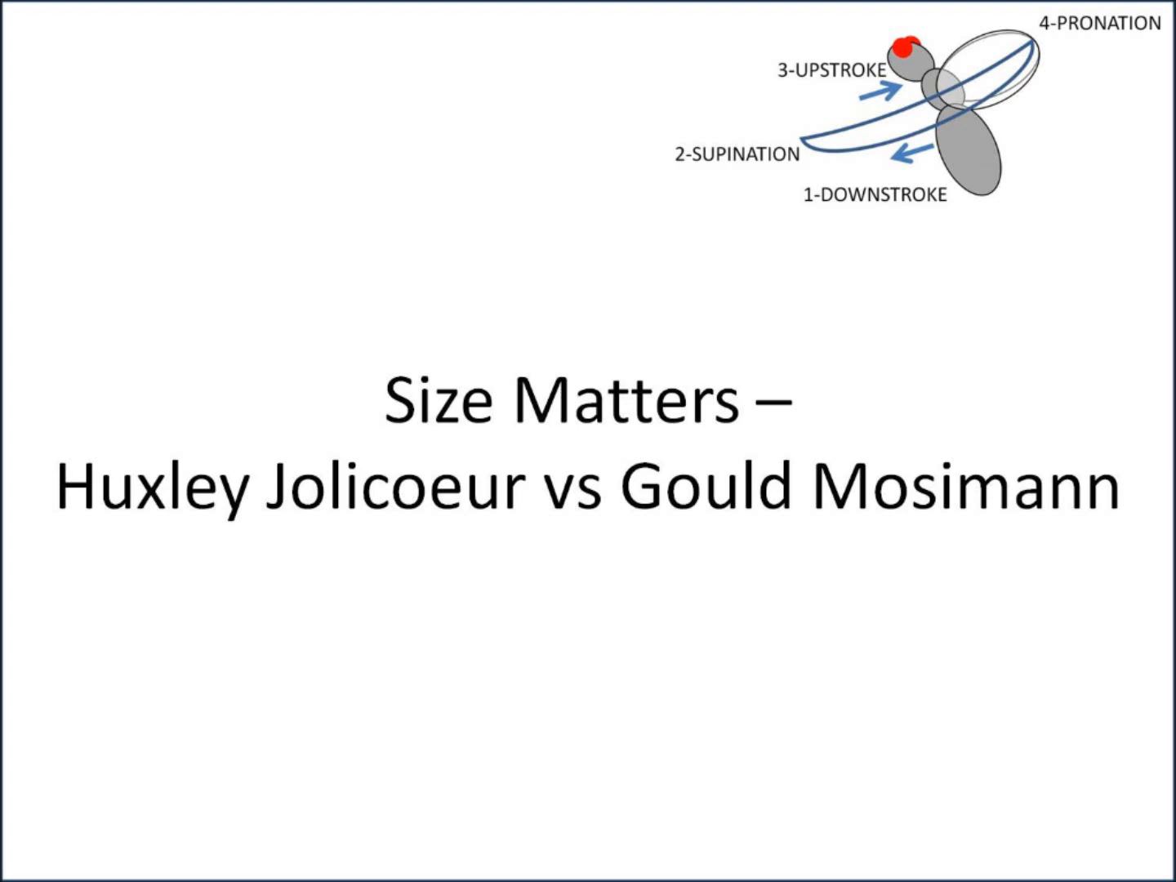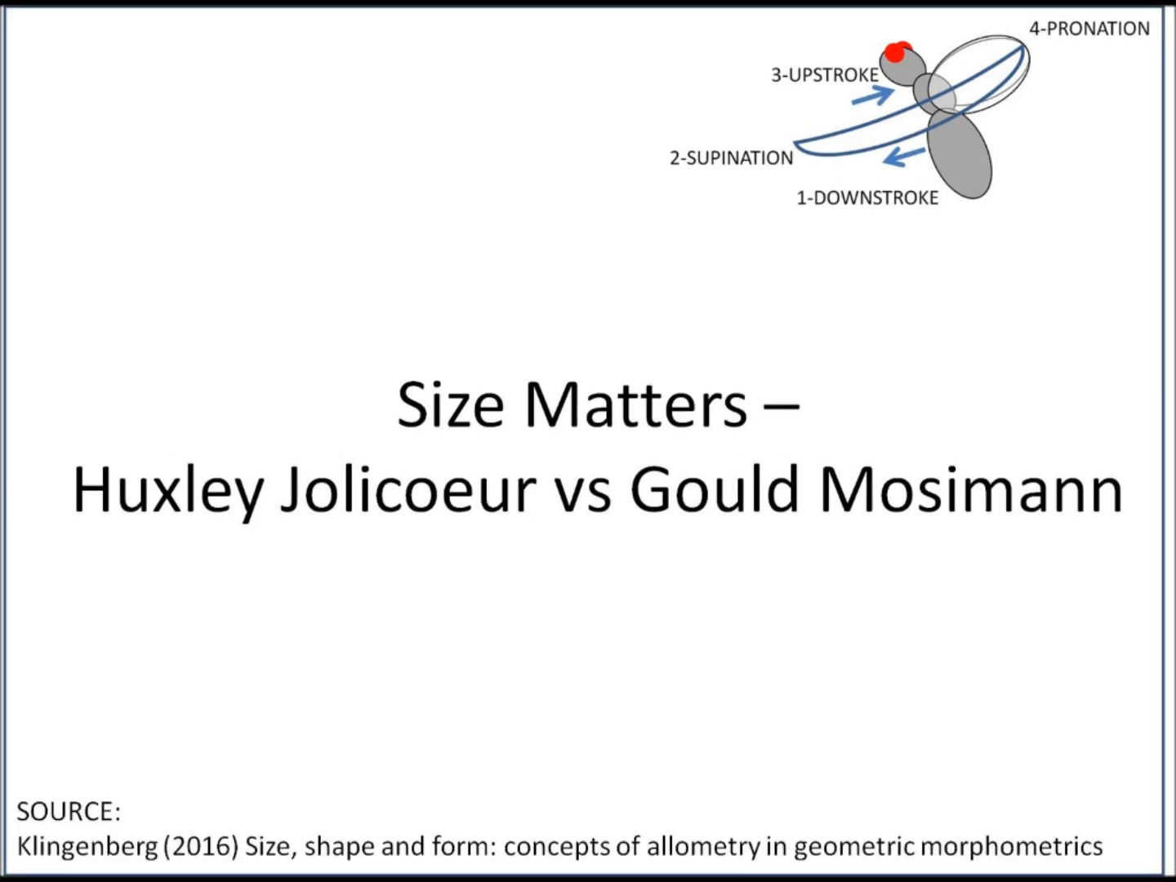Hi, today on Viva Bites we'll be talking about a very short topic. We'll be looking at the different schools of thought regarding size in geometric morphometrics, specifically the Huxley Jolicoeur school and the Gould Mosimann school. The source I'm going on is Klingenberg 2016, which is quite a good review of the two schools and allometries generally and how morphometrics are used.